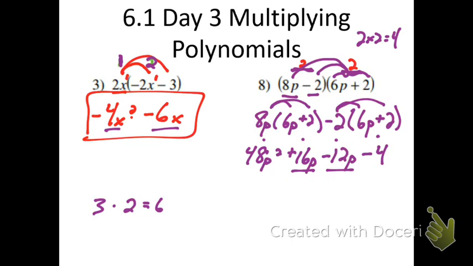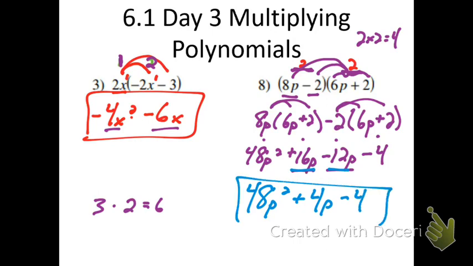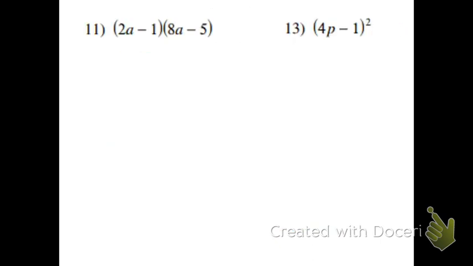Anyway, to finish this problem up, we're going to go ahead and combine the like terms that we have. We have 48p squared. That stays alone. We're going to add 4p to it because 16p minus 12p is 4p, and then the minus 4 right there. Completely simplified, we are finished with those 2 problems. Next up, we have another binomial times a binomial. So let's jump into it.